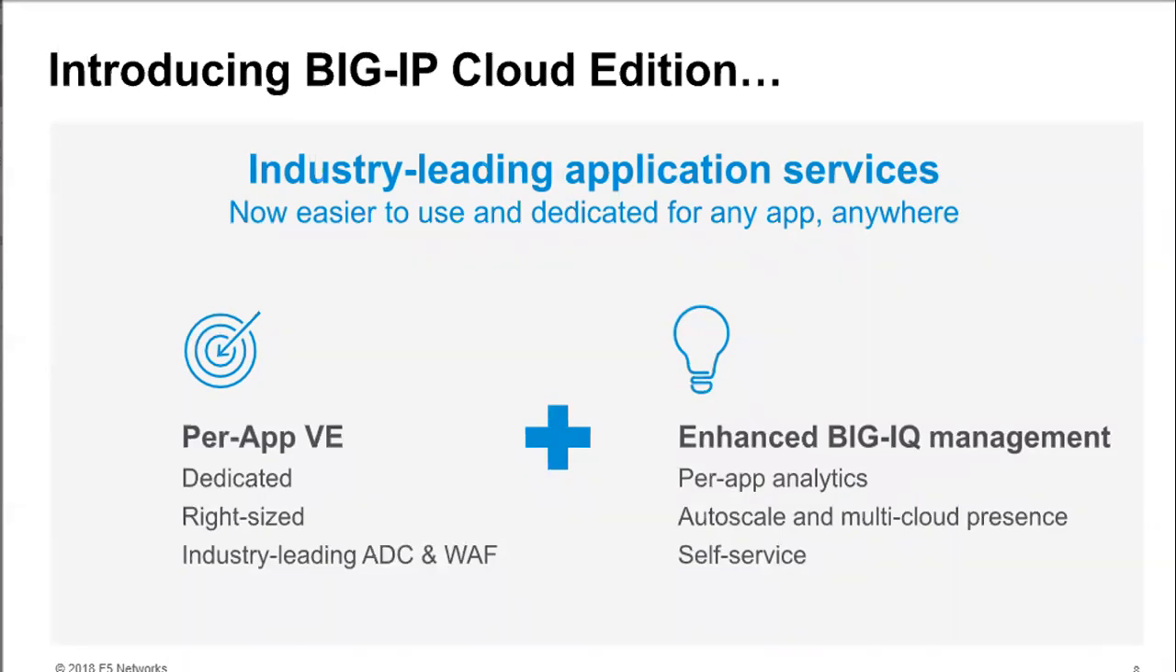So what Big IP Cloud comes with is this combination of both per app VE and the enhanced Big IQ management. With this enhanced Big IQ management enabled, you can also manage this virtual edition in one pane and see the analytics and how they are doing performance-wise. The normal Big IQ manages the normal physical and virtual editions of Big IP in one pane, but this one is streamlined and dedicated to them.